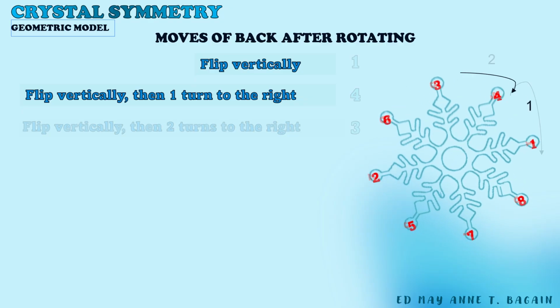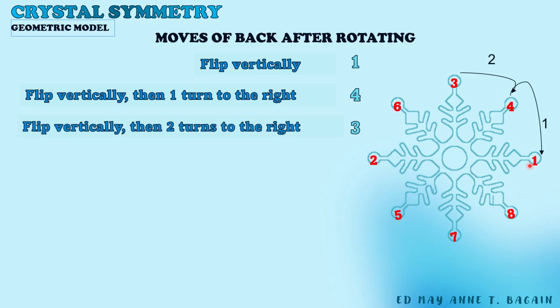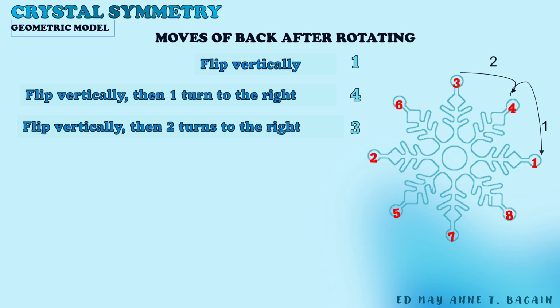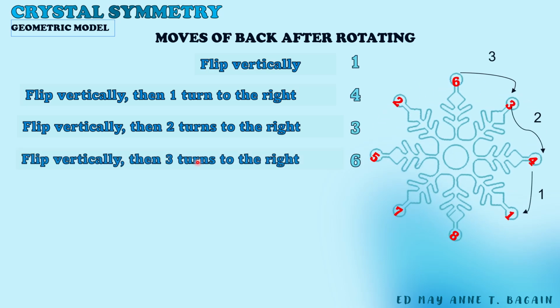Next, as we can see, we flip vertically, so we're still looking at the 1, then 2 turns to the right. So 1 and then 2. That is why we have the 3 here, because we moved 2 times from 1 to the right, which is clockwise. And then next, we have flip vertically, then 3 turns to the right, which is 6. So 1, 2, and 3. We turned the snowflake 3 times to get to the 6, to the right, which means clockwise.